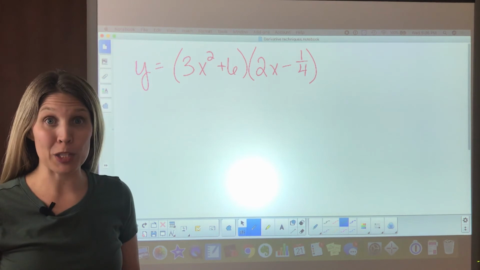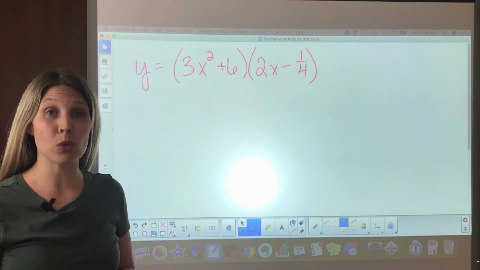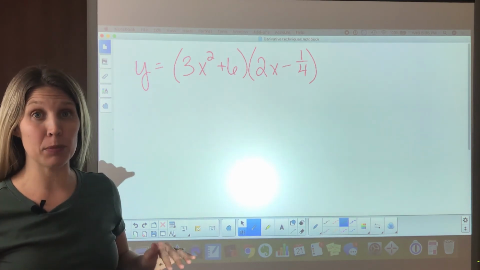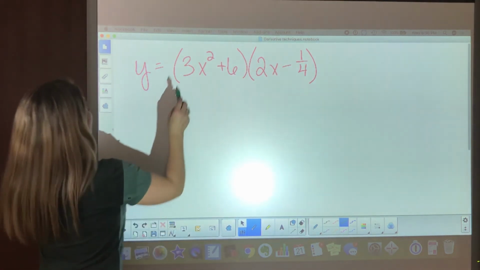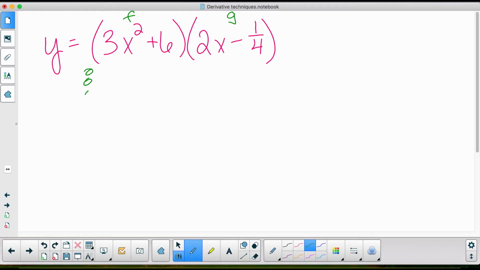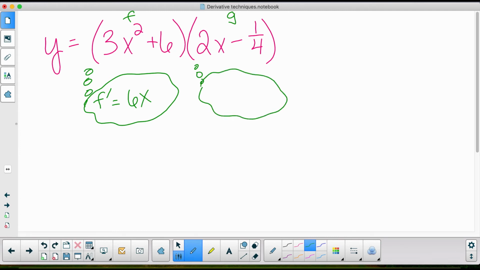Now we have a product problem. So we're going to go ahead and use the product rule, identify who f and g is, and write out the derivative so we can easily plug it into the equation. So here's my f guy, here's my g. My f prime is going to be 6x. My g prime, this actually has an exponent of 1, 2 times 1 is just going to be 2. I'm going to write that this is g prime though, so I don't forget.